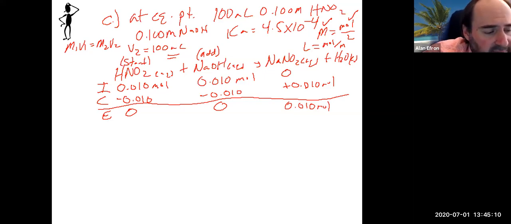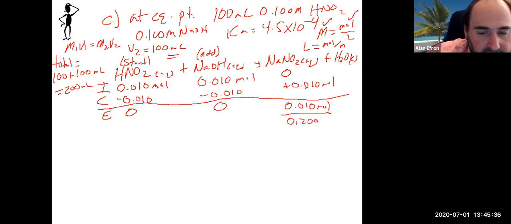And this is why it's important to figure out the total volume at this point. So the total volume at this point is the 100 we started with and the 100 that we needed to reach the equivalence point, which would be 200 milliliters. So again, you do usually need to figure out the volume because you need to now convert this back to molarity, which would be 0.2 liters, right? Gives you 0.05 molar. Any questions on that ice table there?